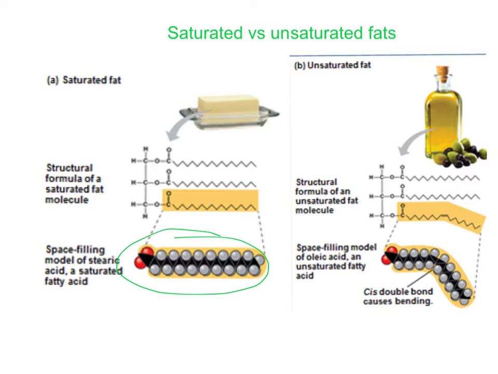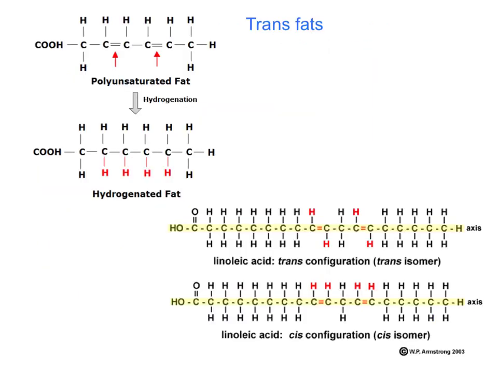Your unsaturated fats are usually plant-based products, like your olive oils. They're going to have at least one double bond somewhere in one of those fatty acids. And that double bond causes this bend or kink in the molecule. And when they're bent like this, the molecules can't get as close together, and so they are usually liquid at room temperature.